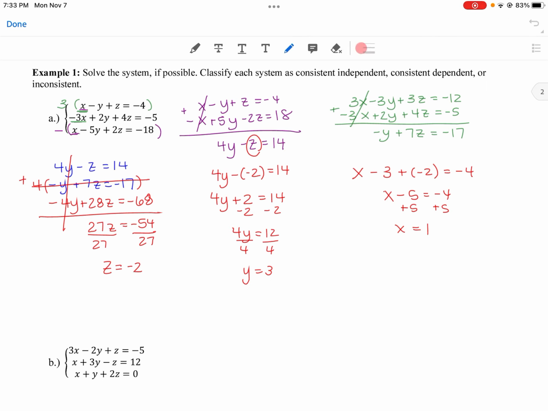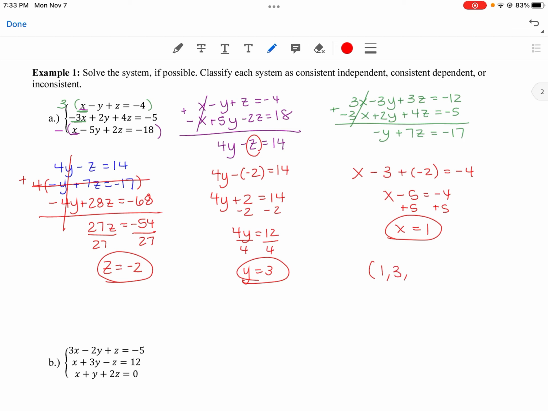So quite often, you're welcome just to circle those three answers, but quite often we will write it as an ordered triple. So 1, 3, negative 2, which is a consistent and independent solution, meaning that they are separate. There's only one point.